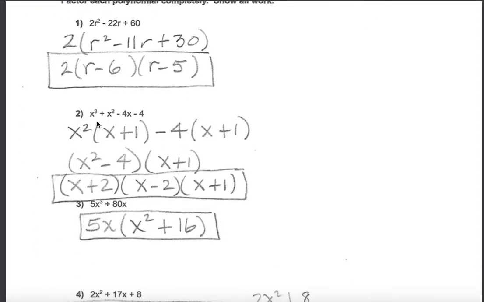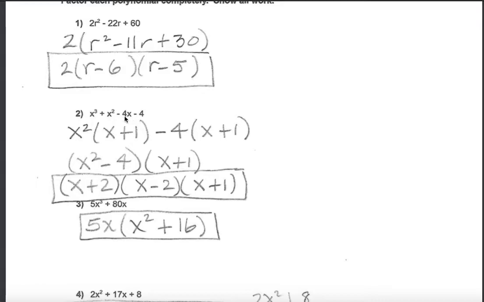So for this one, you had to factor by grouping. The first two terms, x cubed plus x squared, has a common factor of x squared. And in parentheses, you'll have two terms such that when you multiply them by x squared, you get x cubed plus x squared, and that will be x plus 1. Now, in the second set of parentheses, you should also have x plus 1 as your common factor. And this is x plus 1 when you multiply it by negative 4.